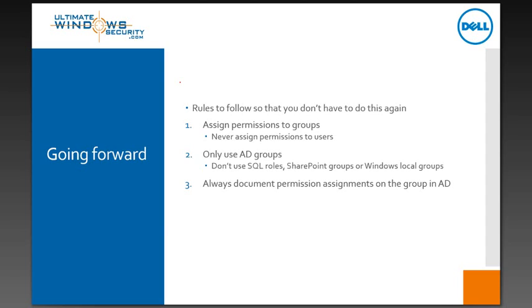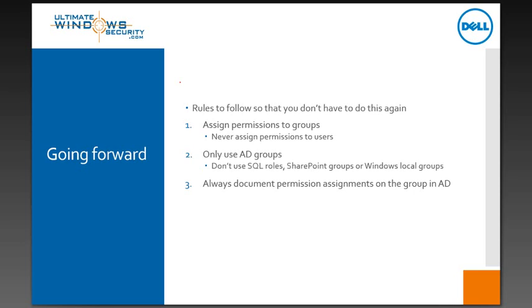But if you follow rule 1, 2, and 3, and 3 is always document permission assignments on the group in AD. Now, are we relying on the operator? Yes, we are. But the rule has to be whenever we assign permissions on a group, we go to that group in AD into its comments or description field and put that information in there. Is it possible that it's out of date or incorrect? Yeah, it is. But this is the environment in which we live.